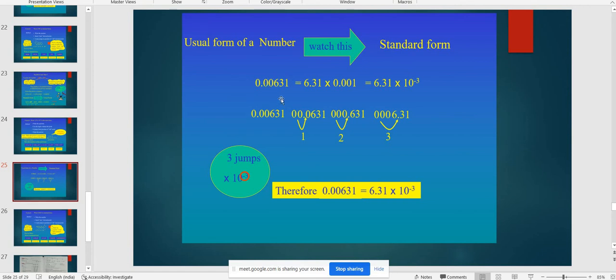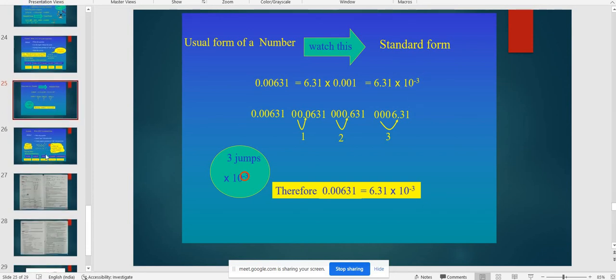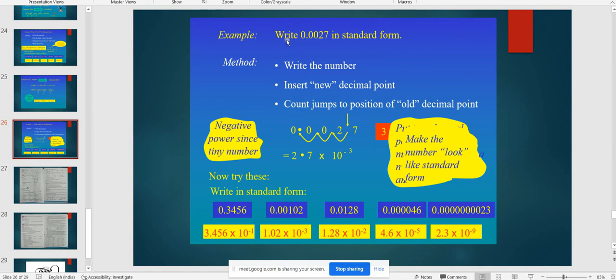Now usual form to standard form. Suppose the usual form is given, then you are moving to the right side. So 1, 2, 3 places you will move right side, 10 to the power minus 3. Write this in the standard form. If in the standard form it is 3 places to the right, then you put 10 to the power minus 3. Some examples are given, so you can do it.